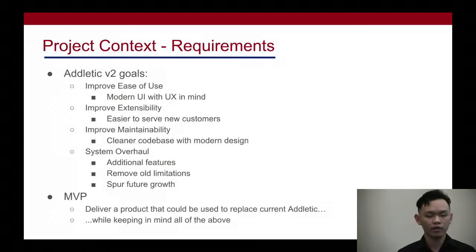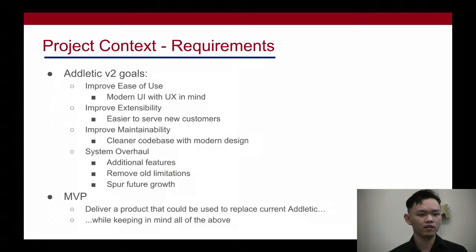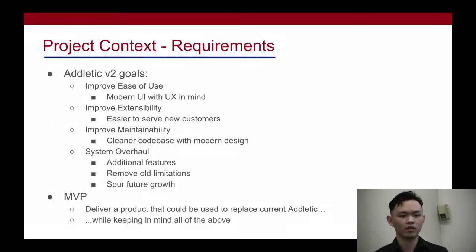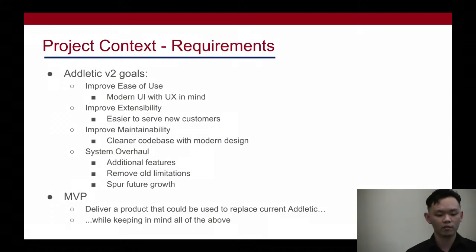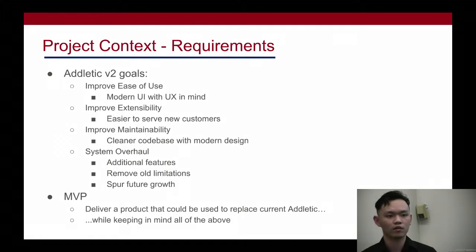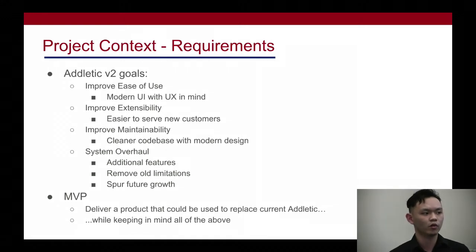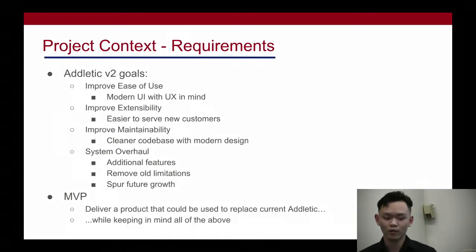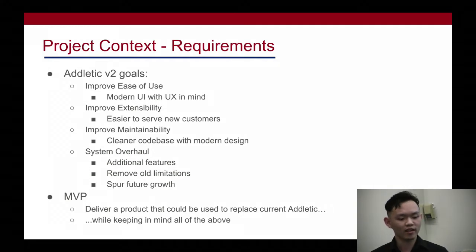As Team Sports Guys, we are here to build Athletic V2. There were a lot of goals that came with building this project, listed there: we want to improve the ease of use, the extensibility, and the maintainability of the product. In addition, while keeping those elements in mind, we're also looking to overhaul the system to add additional features desired by the current audience as well as the project sponsor, while also removing some of the old architecture and limitations that have prevented Athletic from growing and moving forward into the 2020s. And the MVP of the product is to essentially deliver something that could be used to replace current Athletic while keeping in mind all of the above.